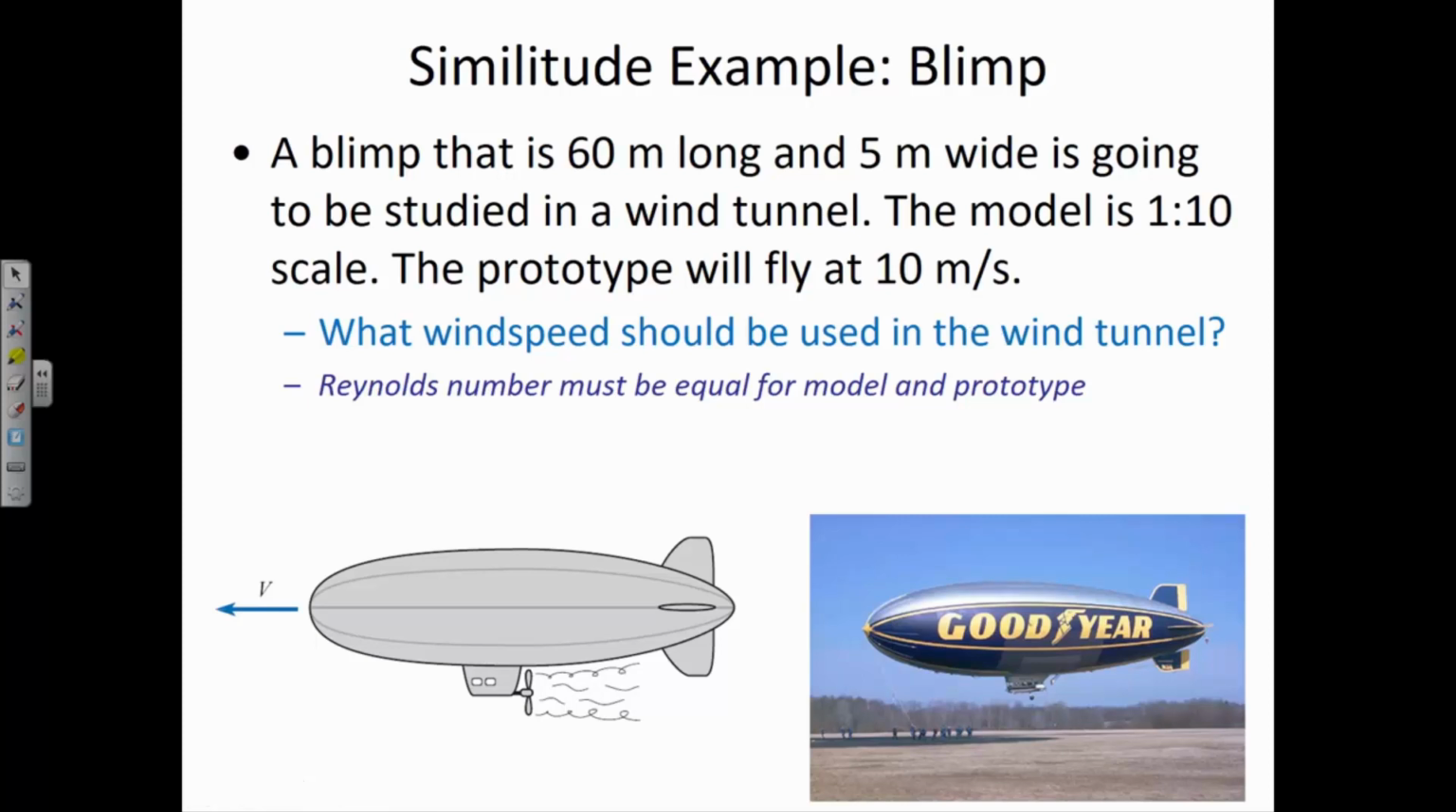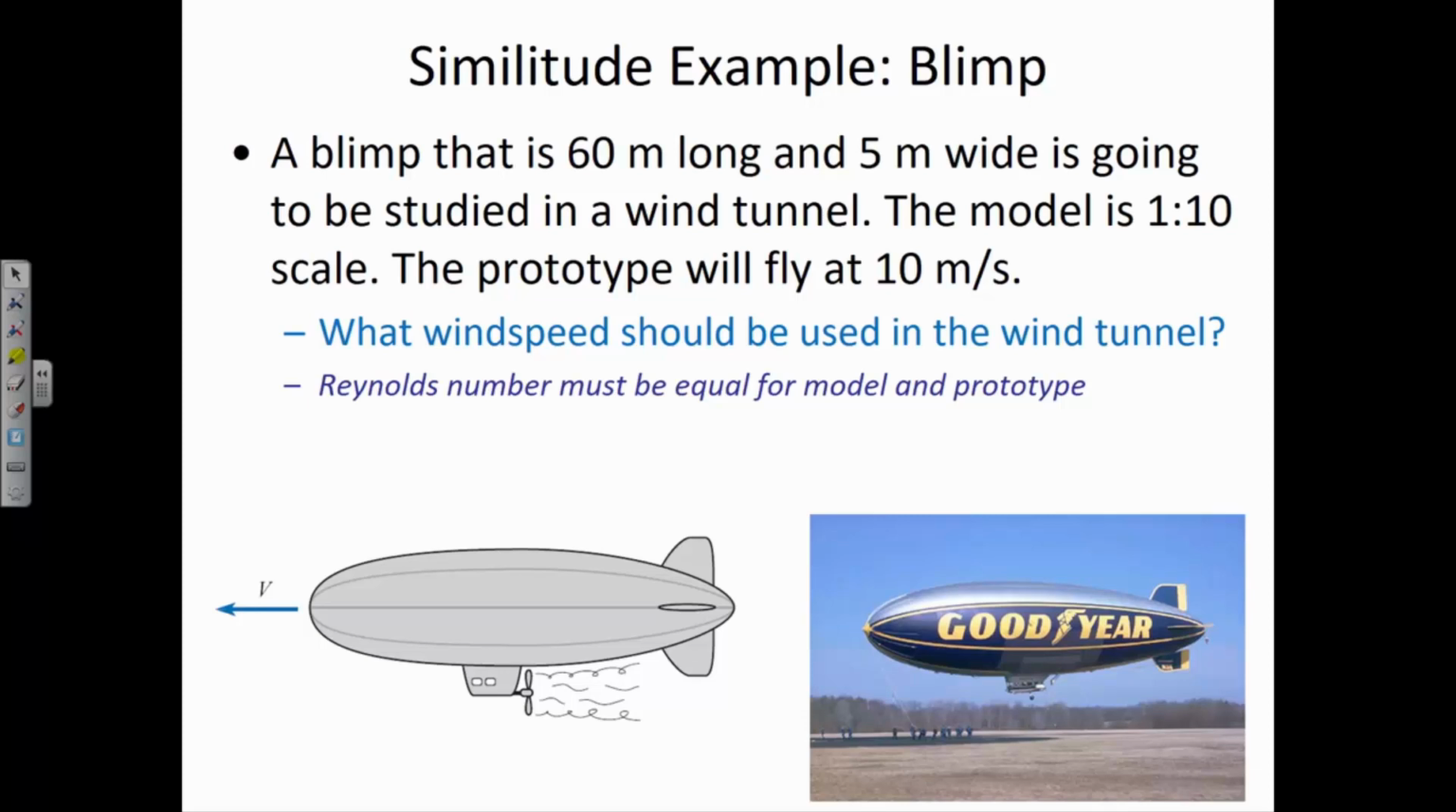Now, the way that we set problems up like this, we say that the Reynolds number of the model should equal the Reynolds number of the prototype. And remember that Reynolds number is velocity times diameter divided by the kinematic viscosity of the fluid. And so the velocity of the model times the diameter of the model, divided by the kinematic viscosity of the model, should be made equal to the velocity of the prototype times the diameter of the prototype, divided by the kinematic viscosity of the prototype.